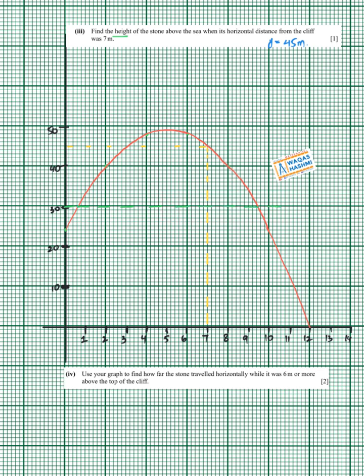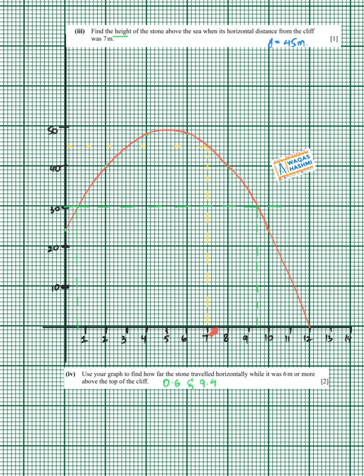So that is the first point I'm getting here, and its value is 0.6 on the x-axis, and the next value here is 9.4. So 0.6 and 9.4, these are the two possible answers for this part. After that, when you have the values of these two, it says how far.